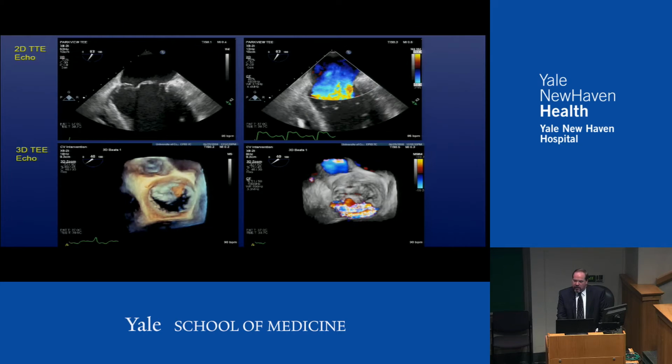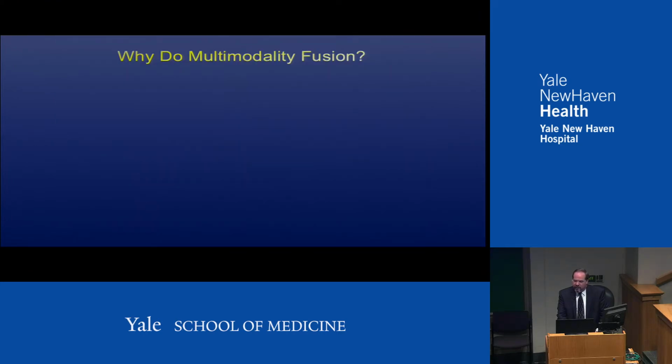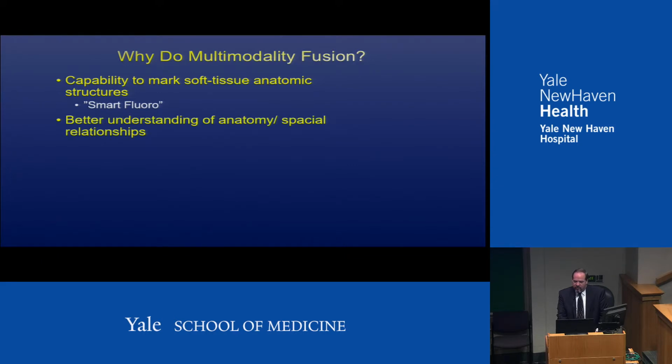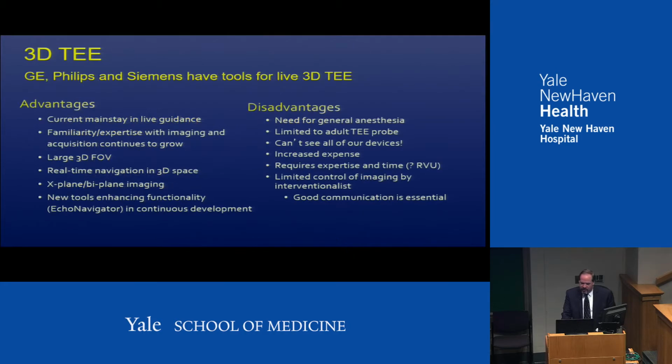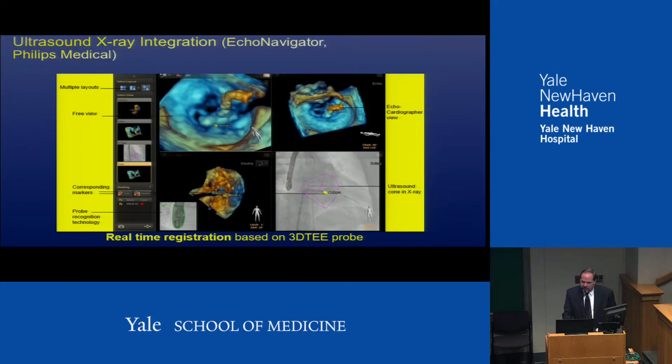So we want to go in and do kind of multimodality fusion imaging to look at that soft tissue, that smart flow, define where we want to be, the tissue interactions with our devices, and then the single space optimal results, and hopefully with efficiency. There are many systems out there that can do this currently. The one we work with is called EchoNav, but there are other systems out there that can do this at this point. This just shows the registrations.